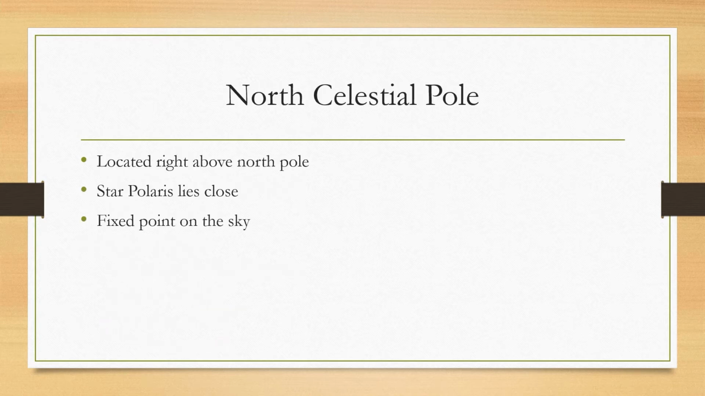Part of the sky located directly above the North Pole is known as the North Celestial Pole. They're essentially identical, just on the celestial sphere. The star Polaris, which currently is our North Star, lies close to the North Celestial Pole. The pole is a fixed point on the sky, so the closer you get to this pole, the less the stars appear to rotate. If you are directly on the pole, the star will not rotate. It will not move from our perspective.